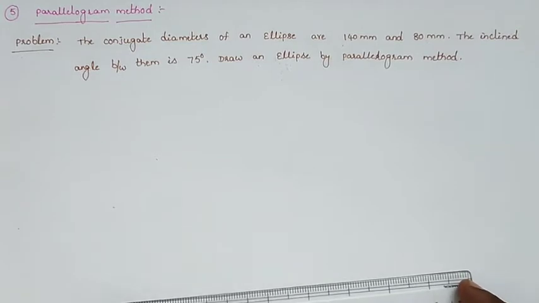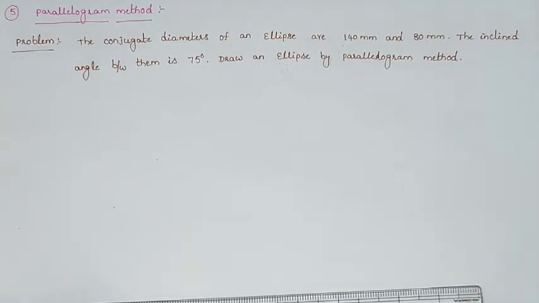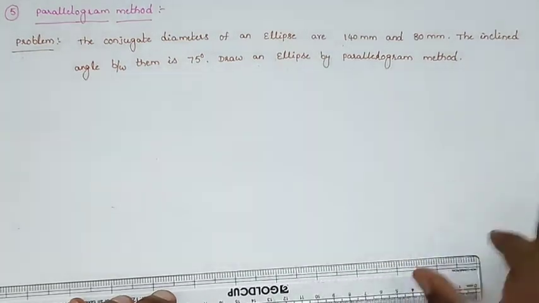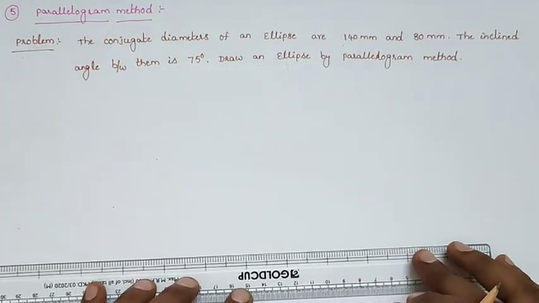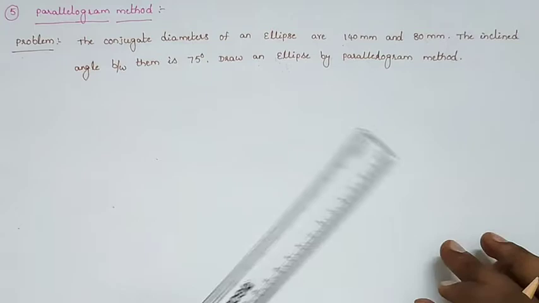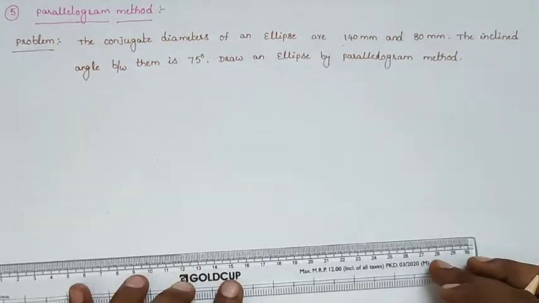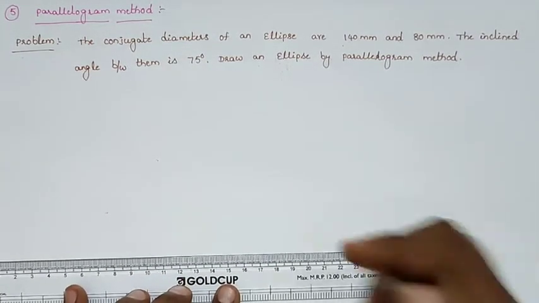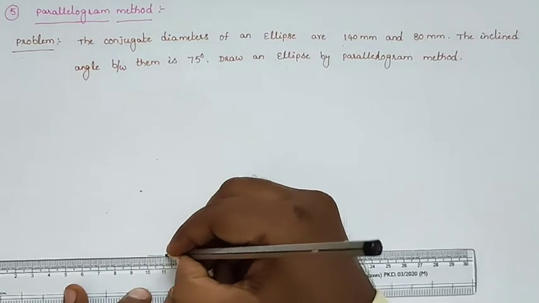First of all, here they are giving the conjugate diameters, or we can call them the major and minor axes. Those major and minor axis diameters they are giving as 140 mm and 80 mm. So with the lengths of 140 and 80, first we will draw the major axis line. First of all, we will draw the major axis with 140. What is the major axis? 140 mm.